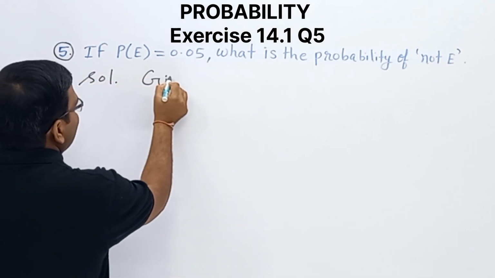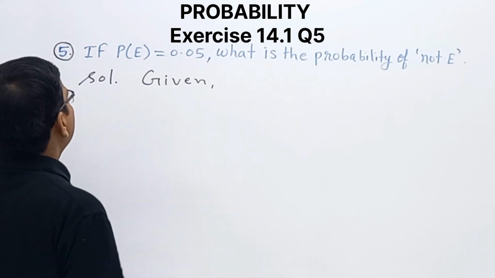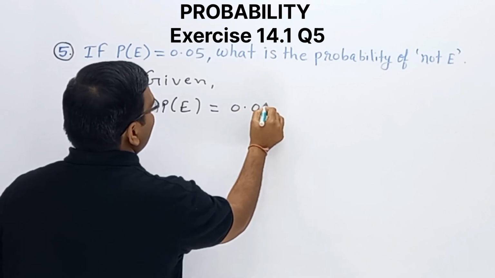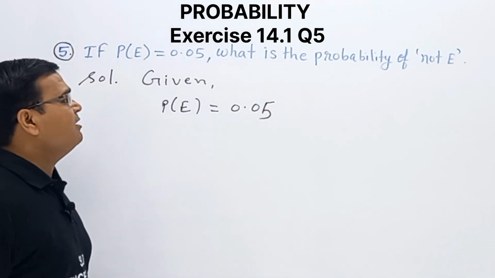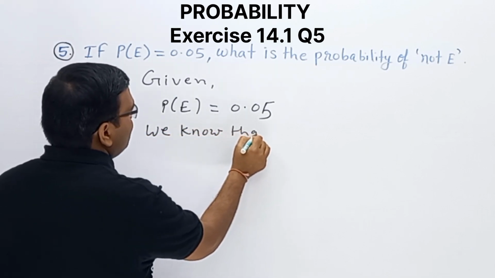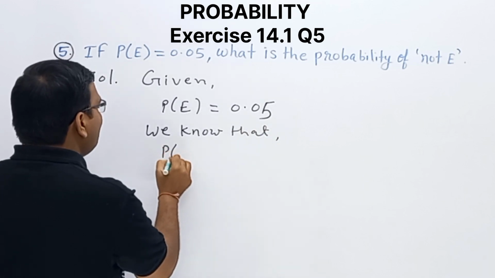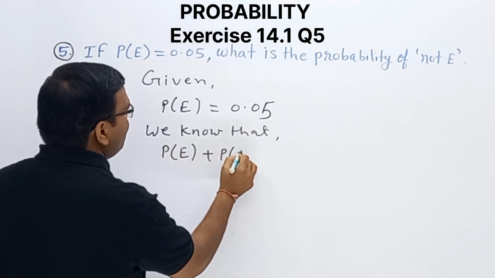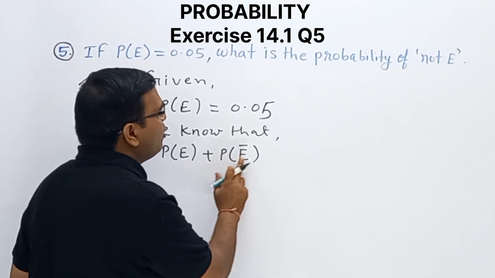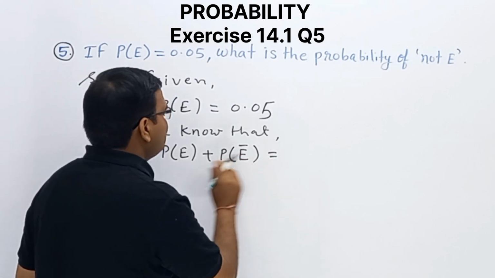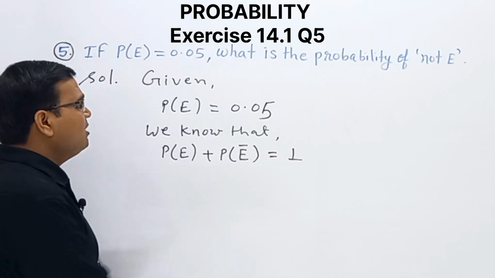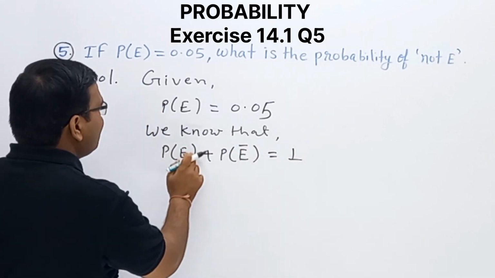First, I am writing the given things. What things do we have? Given: the probability of the event equals 0.05. This is the probability of an event. Observe, we know that the probability of event plus probability of not event, P(E) plus P(not E), equals what? The sum of the probability of event plus the probability of not event equals 1.